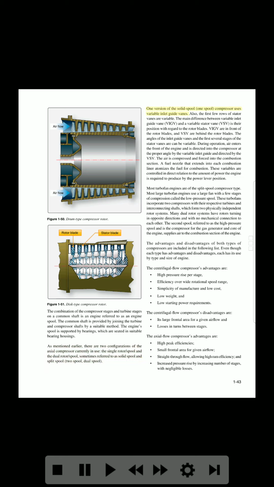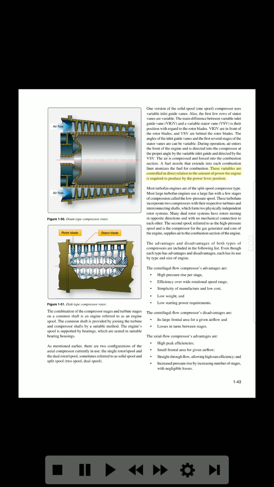One version of the solid spool, one-spool, compressor uses variable inlet guide vanes. Also, the first few rows of stator vanes are variable. The main difference between variable inlet guide vane, VIGV, and a variable stator vane, VSV, is their position with regard to the rotor blades. VIGVs are in front of the rotor blades, and VSVs are behind the rotor blades. The angles of the inlet guide vanes and the first several stages of the stator vanes can be variable. During operation, air enters the front of the engine and is directed into the compressor at the proper angle by the variable inlet guide vanes and directed by the VSVs. The air is compressed and forced into the combustion section. A fuel nozzle that extends into each combustion liner atomizes the fuel for combustion.